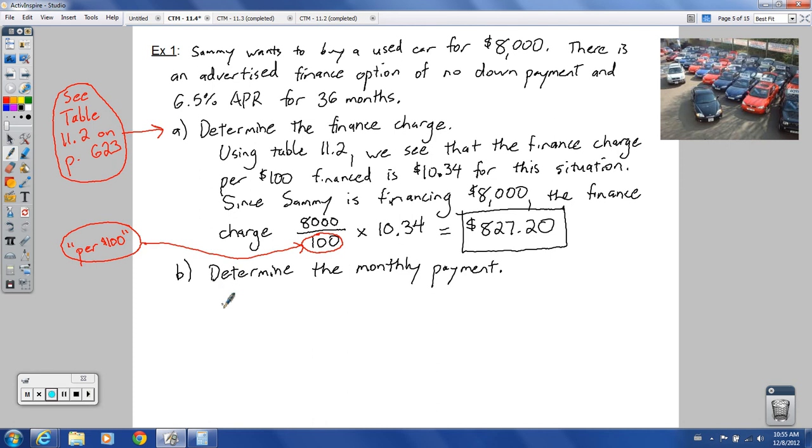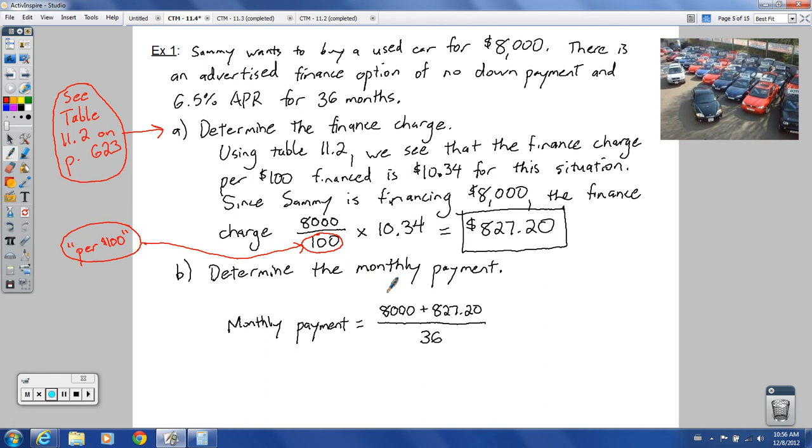So let's figure out what the total monthly payment is going to be. Let's just put the monthly payment, we'll just write that down here. Monthly payment, leave a little bit of space here so we can make some comments up here. So the monthly payment is going to equal, this is the 8,000 plus the 827 over 36 months.